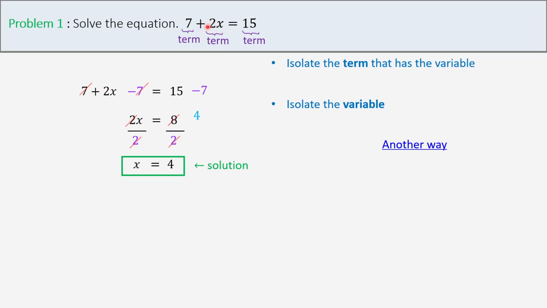Isolate this term by moving this term to the right. So 2x is equal to 15. If you move a term from one side to the other, you need to change the sign. This is positive 7, so you need to add negative 7. Is equal to 15 minus 7 is 8. So 2x is equal to 8. Now divide by 2 on both sides. Now cancel out 2 and 2. So x is equal to 8 divided by 2 is 4. You get the solution.